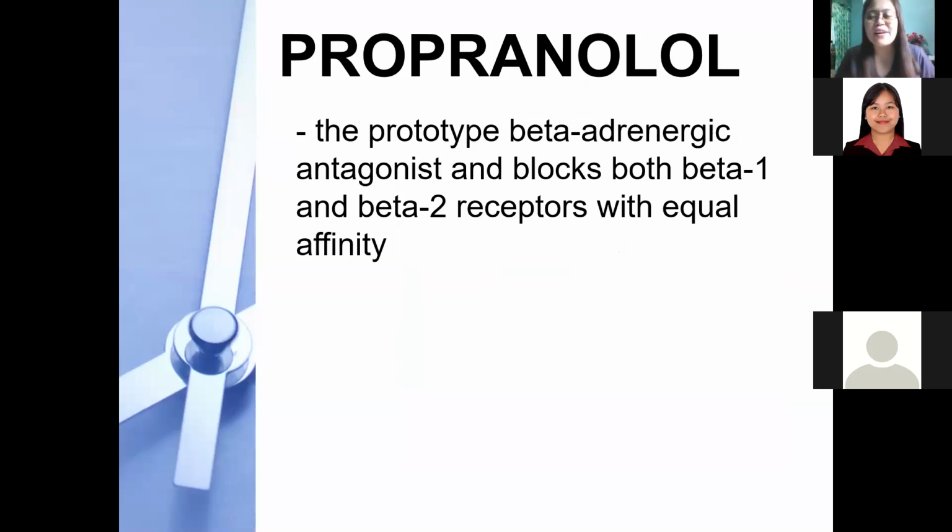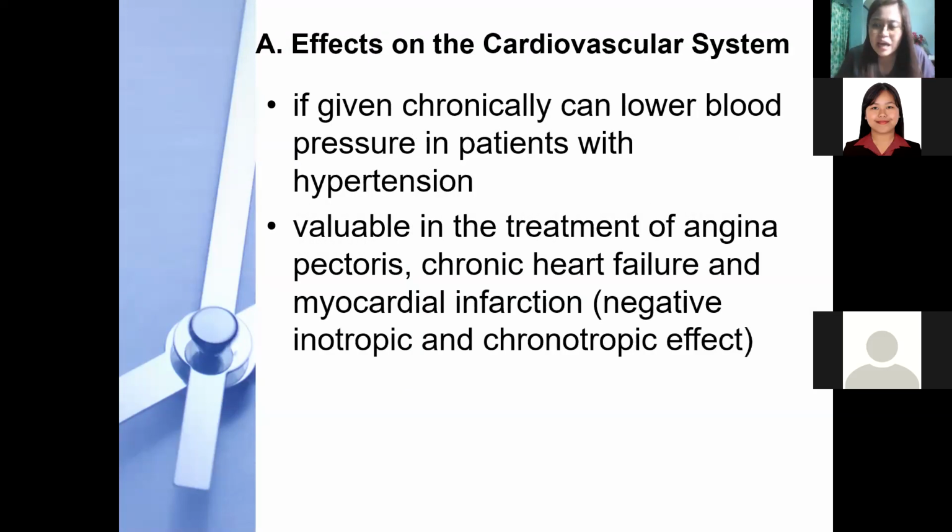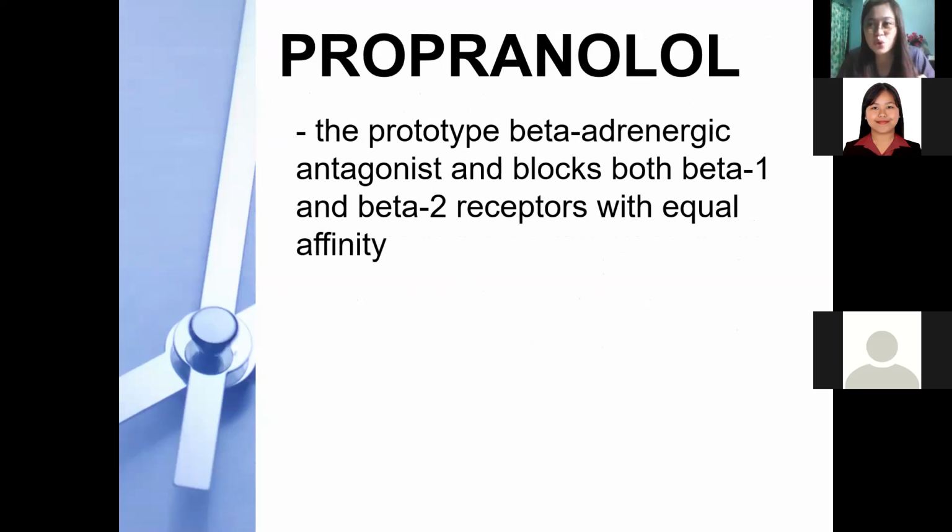It's propranolol. Class, among our beta blockers, this is the first drug, the prototype, the propranolol. So this one is a beta adrenergic antagonist, but it is not selective. Propranolol is both a beta 1 and 2 receptor antagonist with an equal affinity to that. So it can bind either sa beta 1 or sa beta 2. Now, aside from the propranolol, this is true for all beta blockers, katong mga nag-end sa olol.